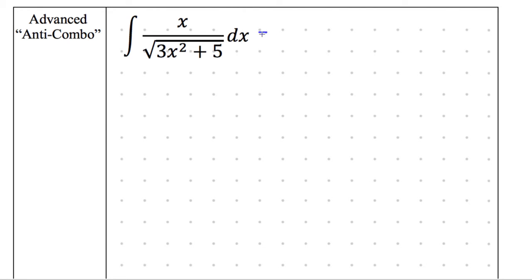Let's go ahead and turn this into what? Would it be x times 3x squared plus 5 to the power of 1 over 2? 3x squared plus 5 to the power of 1 over 2, like that, dx? Negative, yeah, it is negative. Perfect.